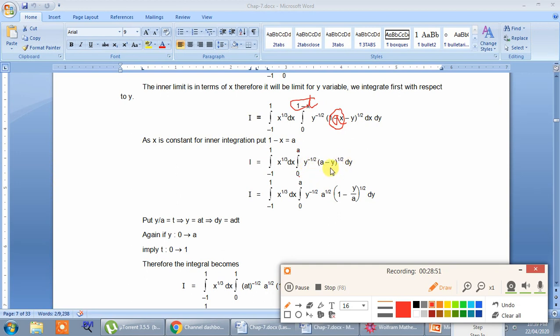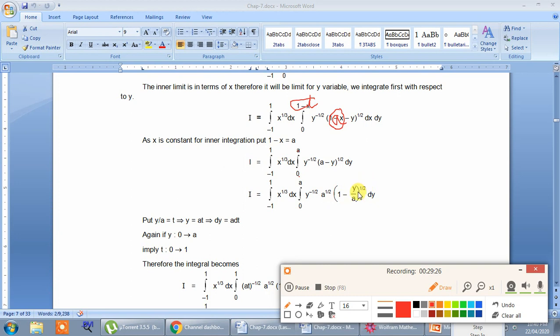Now if I take a common outside, a will take the power of that bracket, it becomes a raised to 1 by 2. I can take a raised to 1 by 2 outside the inner integration, but it should be inside the outer integration. A is in terms of x, therefore a is constant with respect to inner integration, but it is variable with respect to outer integration. So a raised to 1 by 2 is outside, so we have minus 1 to plus 1, x raised to 1 by 3, a raised to 1 by 2, dx, and then y raised to minus 1 by 2 and 1 minus y by a bracket raised to 1 by 2.